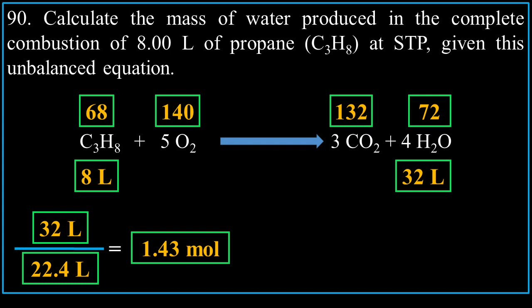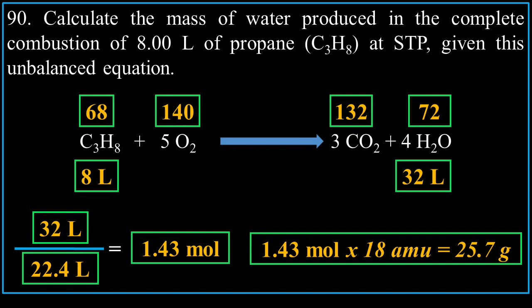Now, 1.43 moles. So 1 mole is 18 grams. Well, all right, fair enough. What's 1.43? So 1.43 times 18 is going to be 25.7 grams, and that will be the final answer.